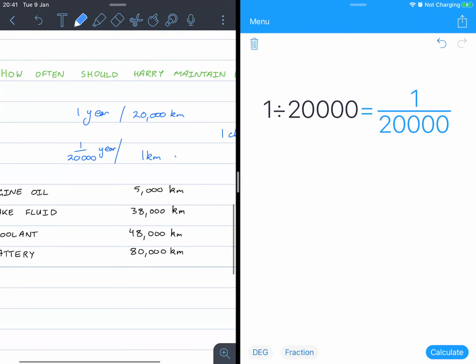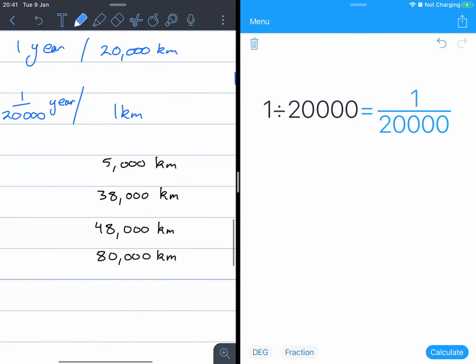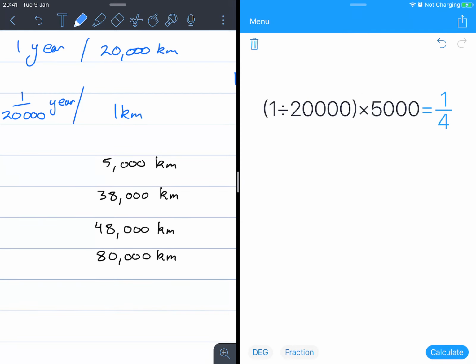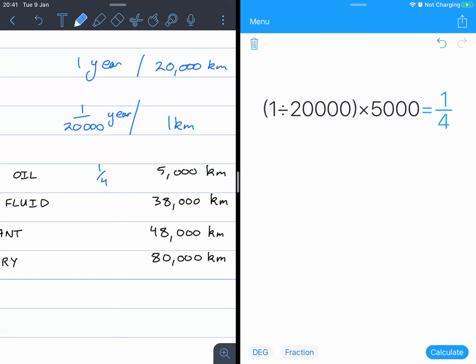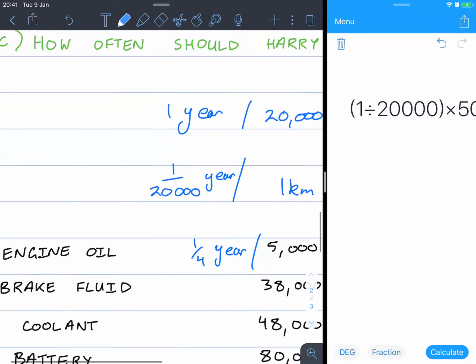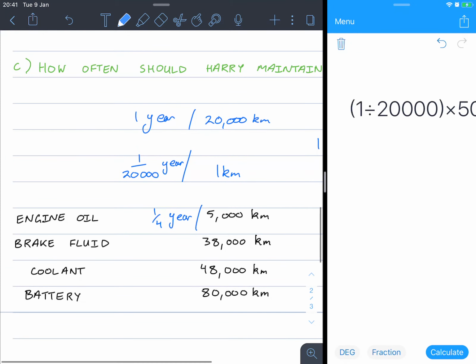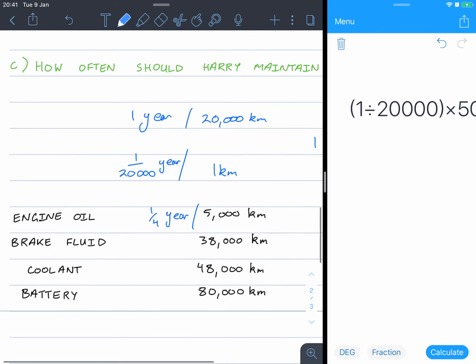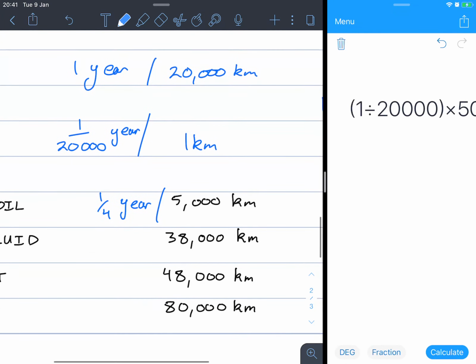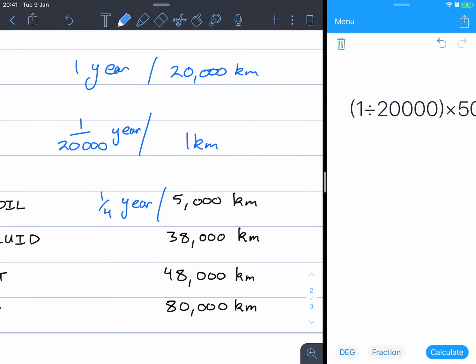And now from this, we can utilize our unitary rate to find any amount that we'd like. So in this case, I'm going to multiply this by 5,000, which gives us 1/4 of a year. So he needs to change it. The engine oil needs to be maintained every 1/4 of a year, or every 3 months. Or you can think of this, he's changing it 4 times every year. Right, that's by multiplying by 5,000.